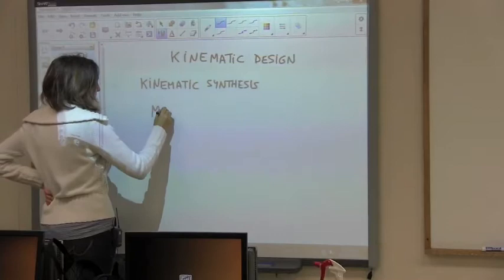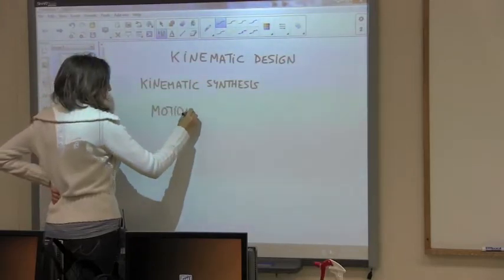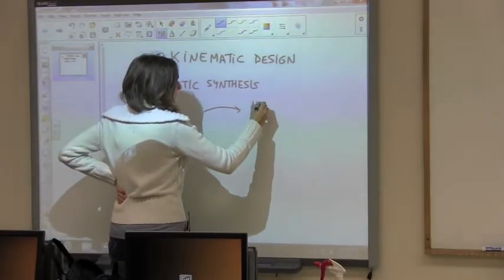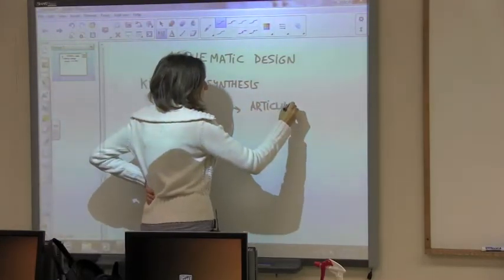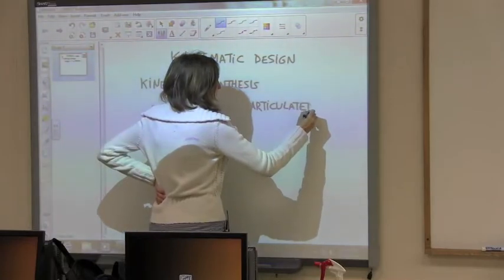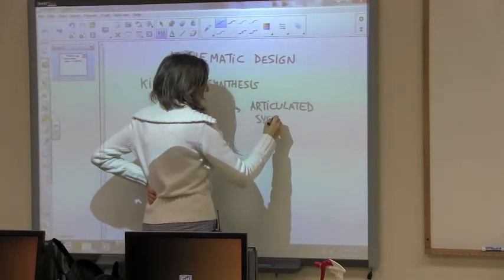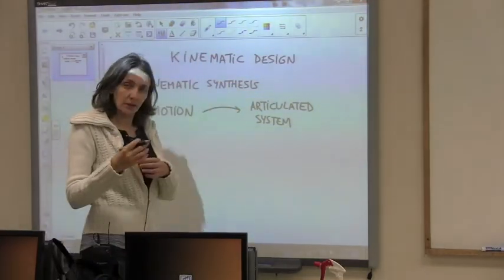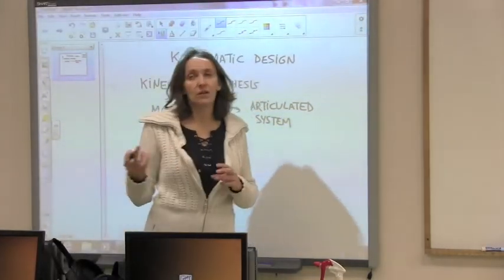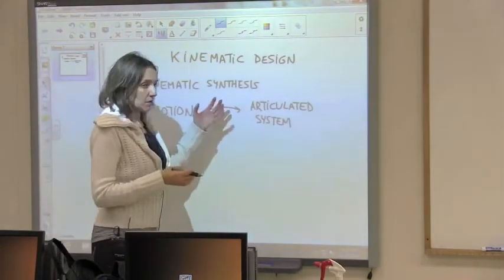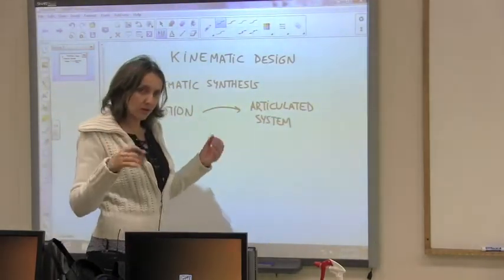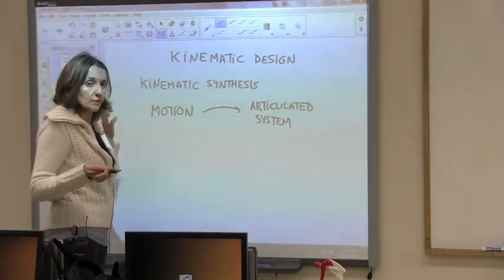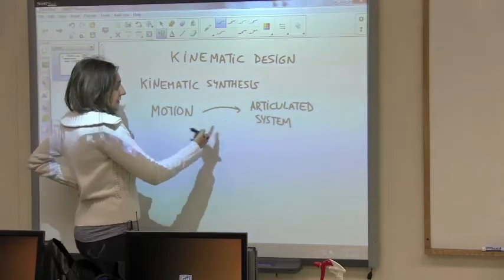So here is the motion, and now from the motion we want to create an articulated system. So we need to know what kind of links, what kind of joints, how many links, what are the dimensions, how many loops we have in the system, where it is located, in order to be able to do some motion. Right? But the easy way is the other way.